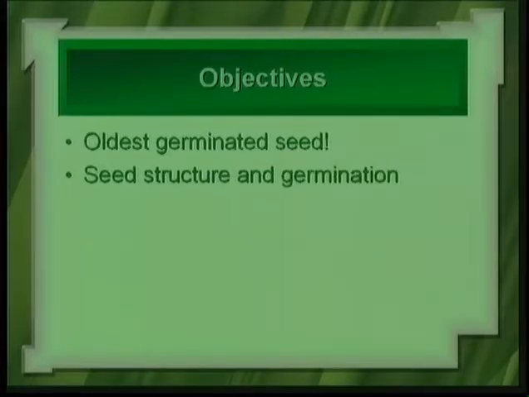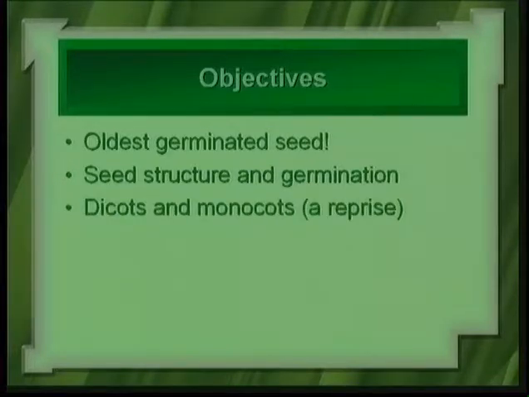Next, we're going to go into the structure of seeds and the components of a seed, and into germination: what is germination and what happens during germination of the seed. Then we're going to do a little reprise on dicots and monocots. You have certain plant structures that are characteristic of dicots, and certain structures that are characteristic of monocots. It's not true in all cases. Just like in chemistry or physics or any other science, you want to memorize the generalities and then memorize the exceptions, because there are always exceptions to the rule.